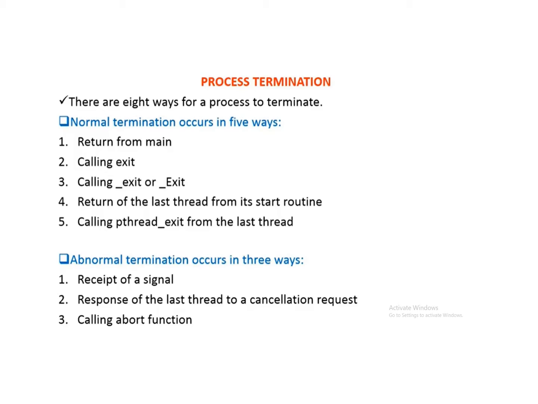The first one is return from main. If you call return from main, then the process will be terminated normally. The second is calling exit. If you call the exit function, your process will be terminated normally. The third is calling _exit or _Exit, which also returns from the main function.